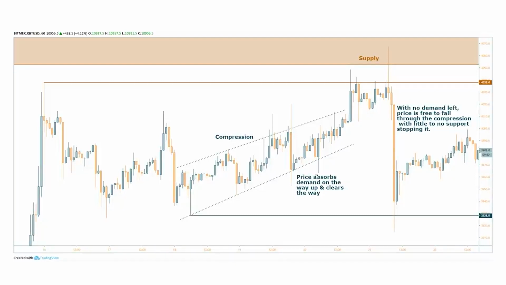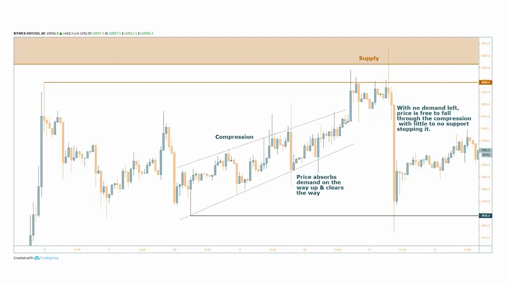Price consolidates, wicks down, takes out these buyers basically. You'll notice all of these wicks are pushing down and buyers are getting consumed, then it's pushing back up. So it's taking out a lot of buyers every time it wicks down and pushes back up. Wicks down, pushes back up. Wicks down here, pushes back up. But price absorbs demand on the way up and clears the way down. So price consolidates. This is just choppiness really.